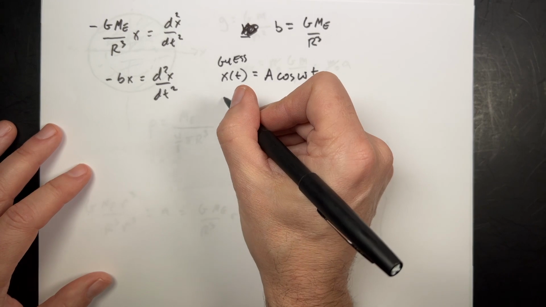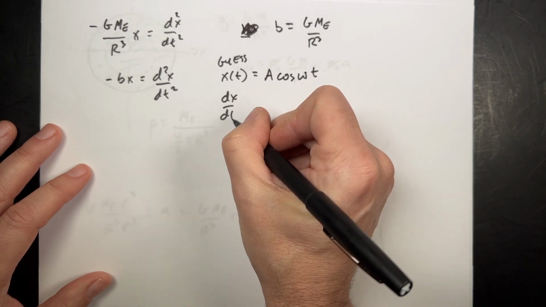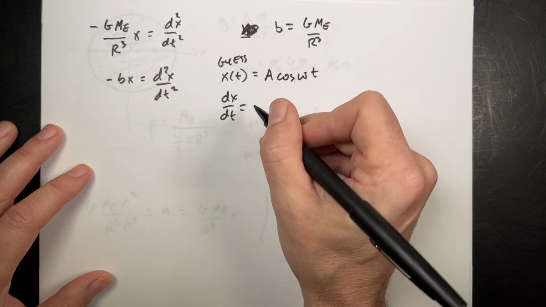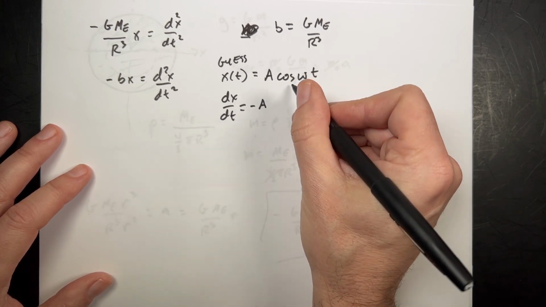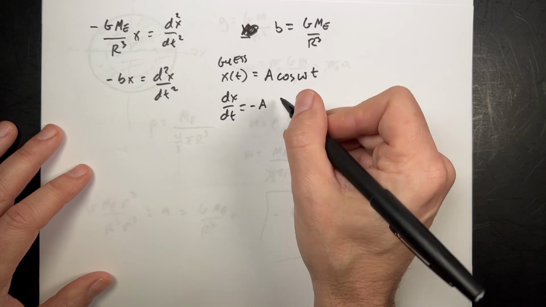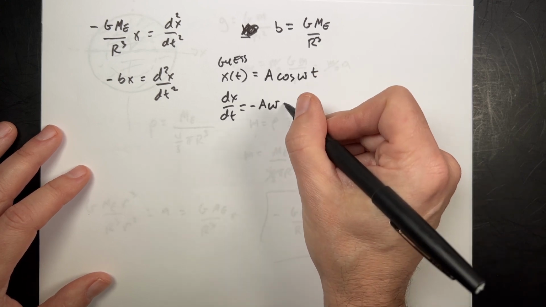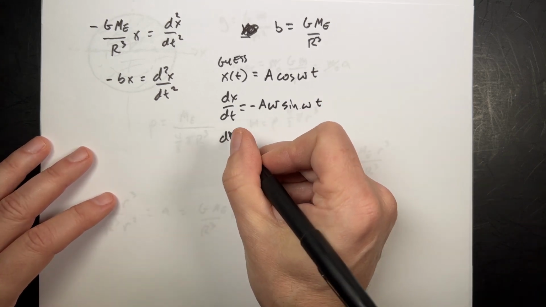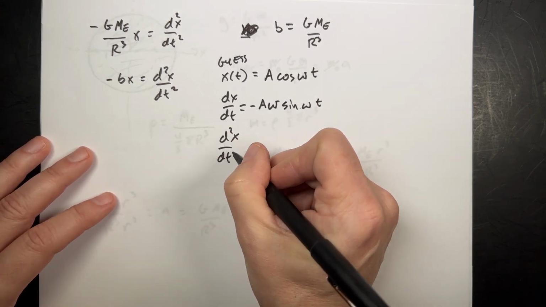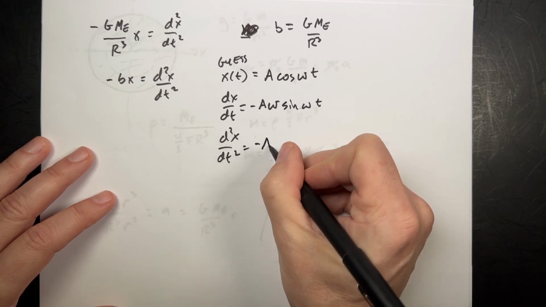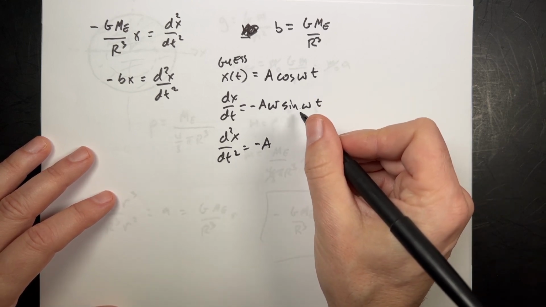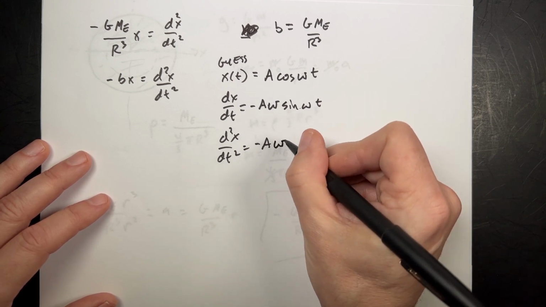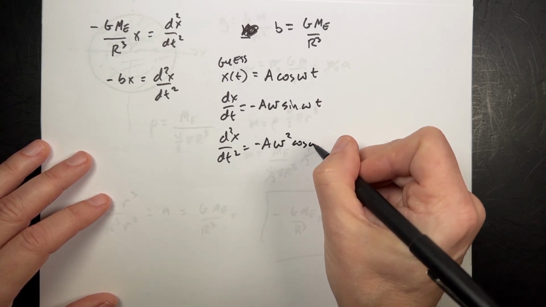So let's take the derivative first, just once. The derivative of that with respect to time is going to be equal to, the derivative of cosine is negative sine, so I get negative a, and then I have to take the derivative of the inside, so I get an omega term, and then I get sine omega t. Now we can take the derivative again. The second derivative of x with respect to time is going to be equal to negative a. The derivative of sine is cosine omega t, but I have to take the derivative of the inside, so I get another omega, so I get omega squared cosine omega t.